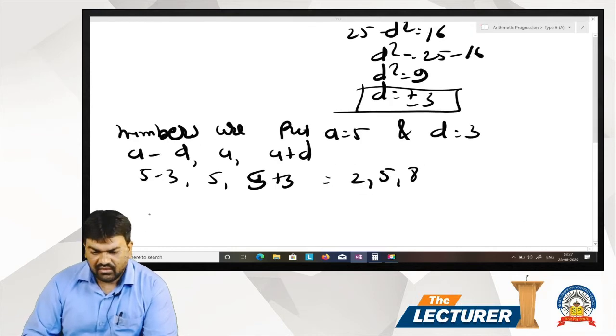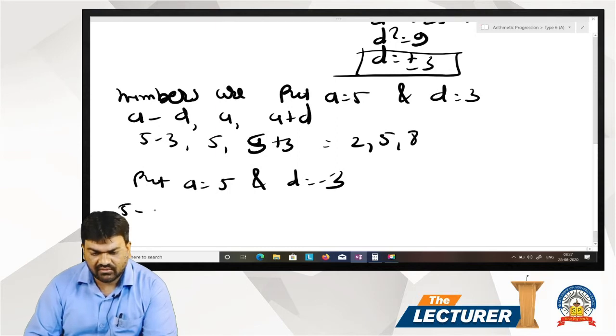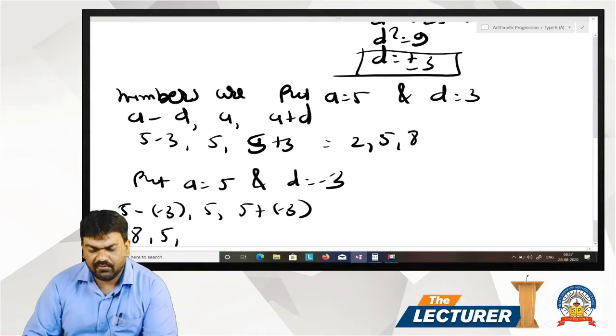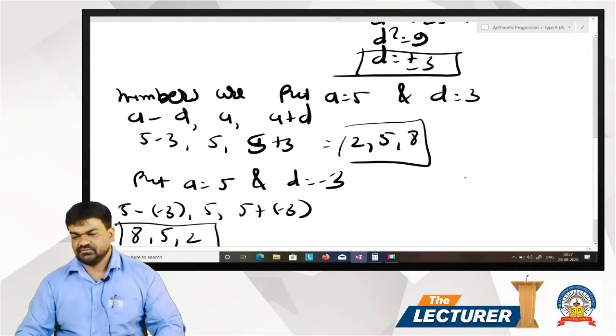In the same way, put a is equal to 5 and d is equal to minus 3. So 5 minus minus 3 is 8, 5, and 5 plus minus 3 is 2. So the numbers are 2, 5, 8.